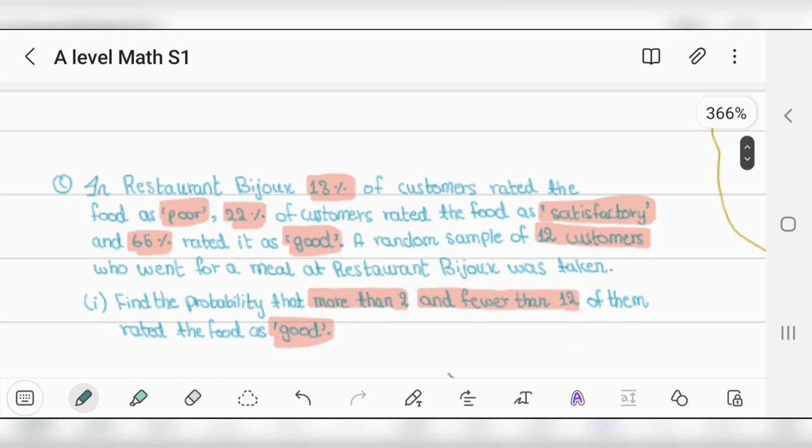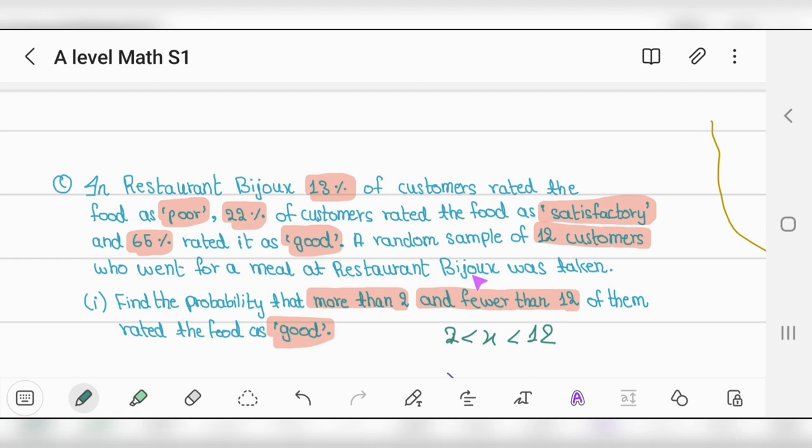So we have another question. In a restaurant, 13% of customers rated the food as poor, 22% rated the food as satisfactory, and 65% rated it as good. 13 poor, 22 satisfactory, 65 good. A random sample of 12 customers, this is n, who went for a meal at the restaurant was taken. Find the probability that more than 2 and fewer than 12 of them rate the food as good. Okay, so it says more than 2 and fewer than 12, which means it must be in this range, and there are 12 customers who went for a meal.